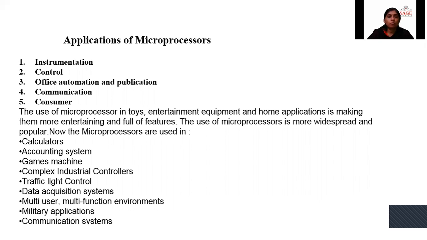There are different applications of microprocessor in the field of instrumentation, control, office automation and publication, communication, consumer. In every field we are using the microprocessor. The use of microprocessors in toys, entertainment equipment, and home applications is making them more entertaining and full of features. The use of microprocessors is more widespread and popular. Now, microprocessors are used in all home appliances as well as in our daily life.